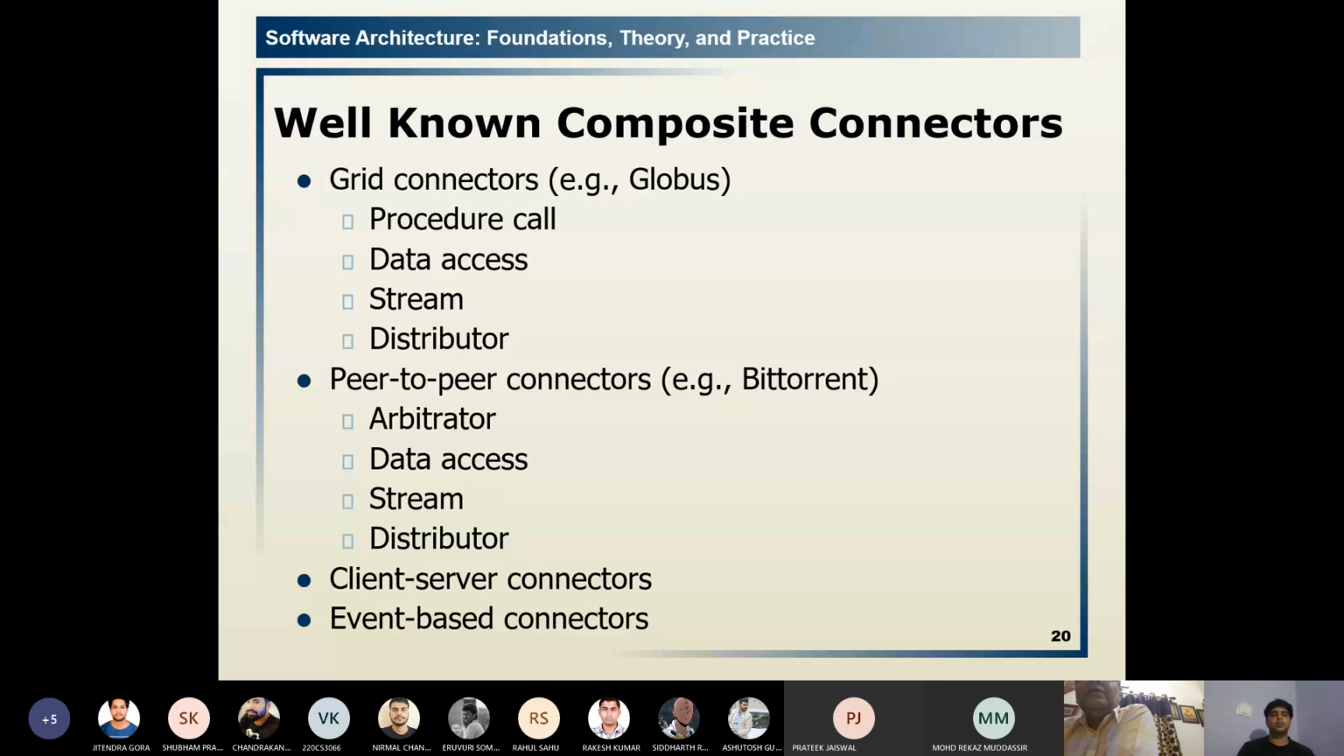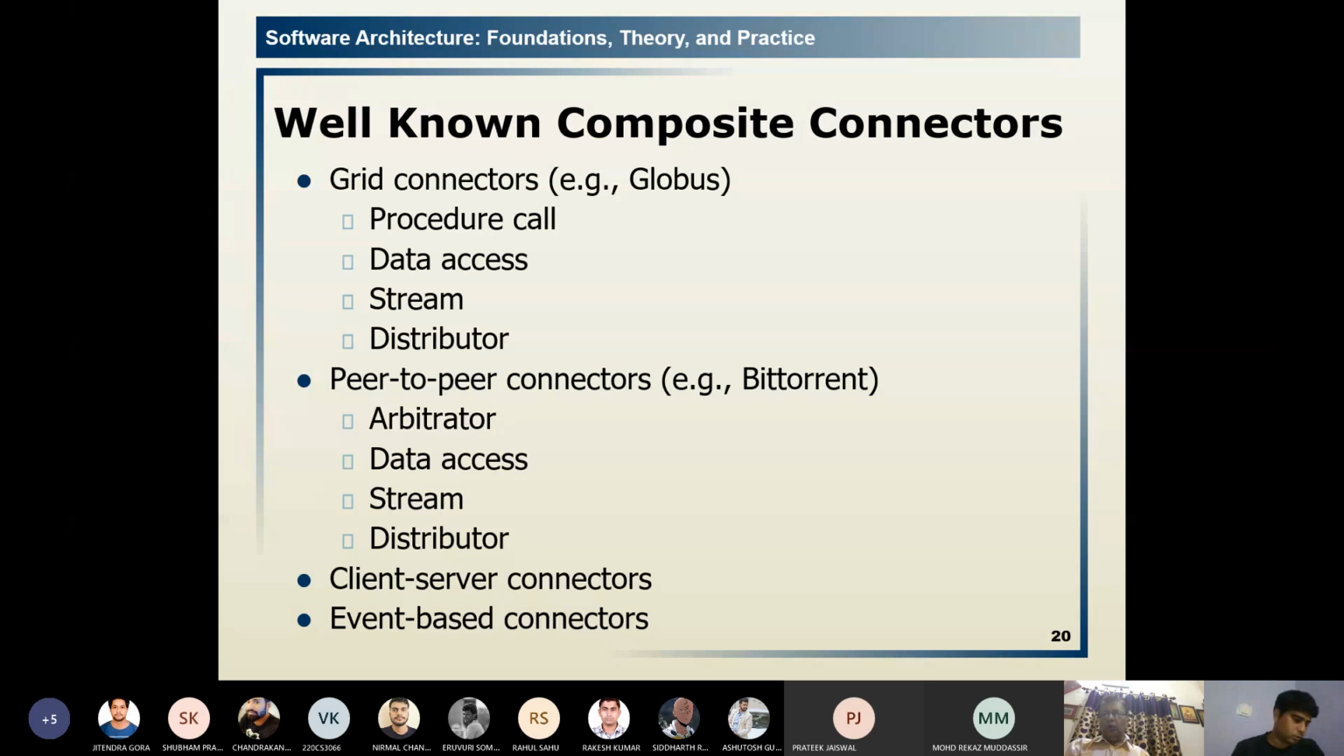3 days of holidays are there. How does Globus cover all these 4? How does BitTorrent cover all these 4? You have to explain, okay? Give 4 students an assignment to present in the next class with a proper presentation. If you are not doing it properly, then some minus mark will be given from the TA. You have to be honest and sincere. Yeah, 4 students, you identify them.